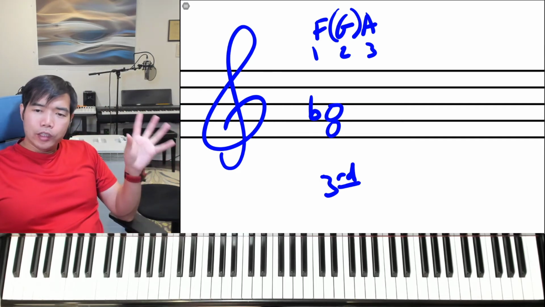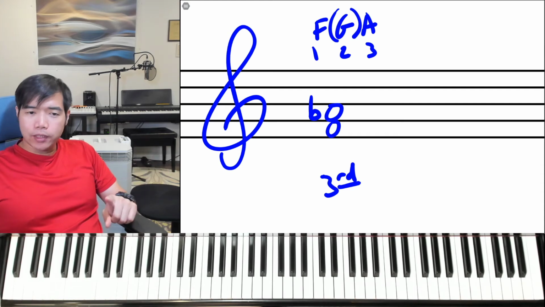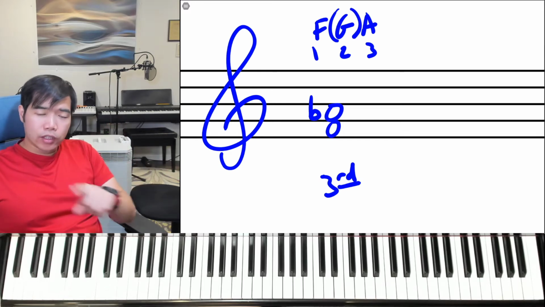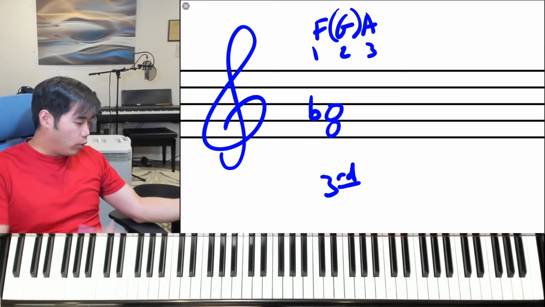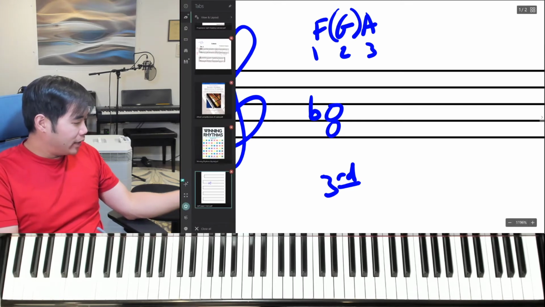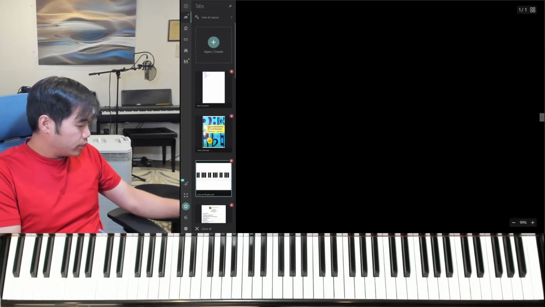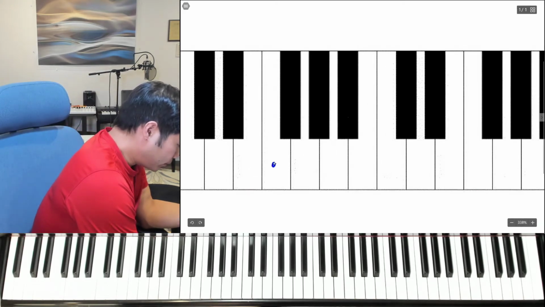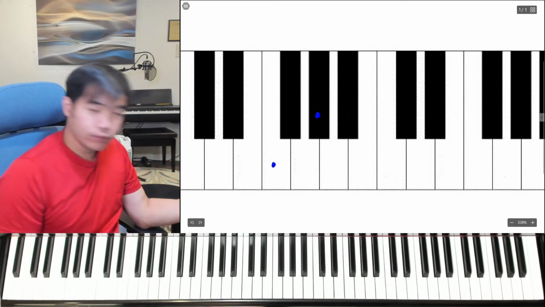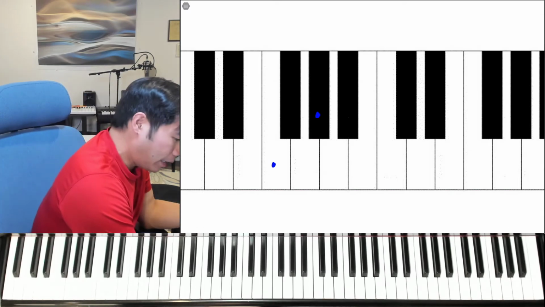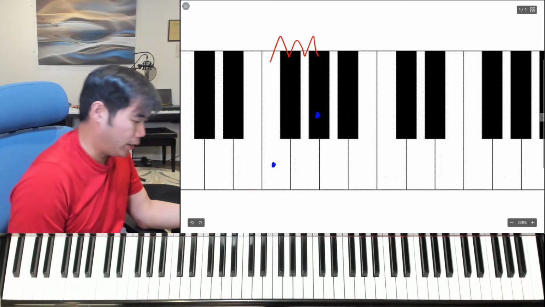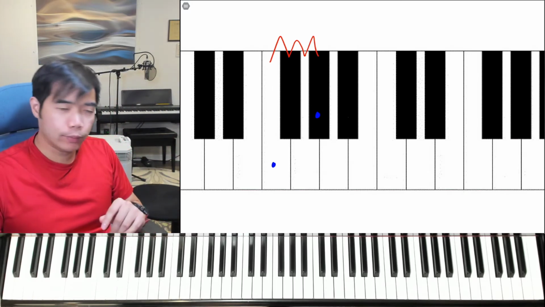Next step is we want to count the number of half steps to determine whether it's diminished, minor, major, or augmented. To do this, we're going to transpose this to a keyboard. Remember, the notes are F and A flat. I'm going to go to my little keyboard here. I have the note F and the note A flat. Now I just need to count the half steps. 1, 2, 3. They are 3 half steps apart.